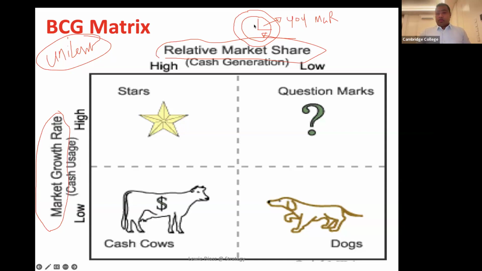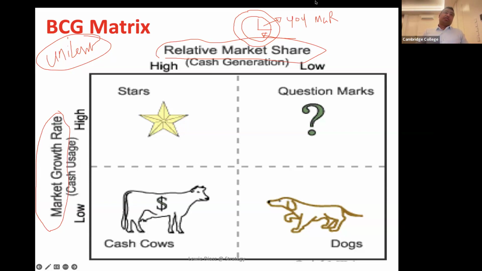Relative to the market growth. So that's how you look at it. You have to always look at the market growth rate and the relative market share, right? Sometimes you have to be careful here.